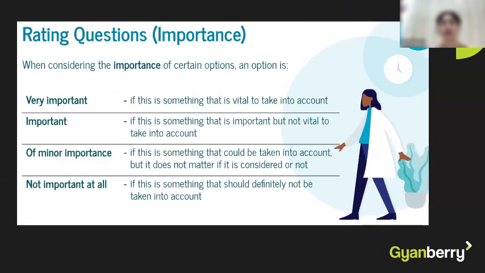For example, when it is about the importance kind of questions, there will be 4 different options given to you. Very important. That means this is something that is extremely vital to take into account, you cannot ignore that. The second will be important. It is important, but not that vital to take into account. The third, minor importance. That means it is something that could be taken into account, but it doesn't matter if it is considered or not. And not important at all. That means it is definitely not to be taken into account.